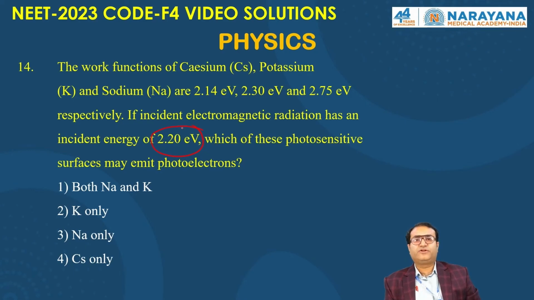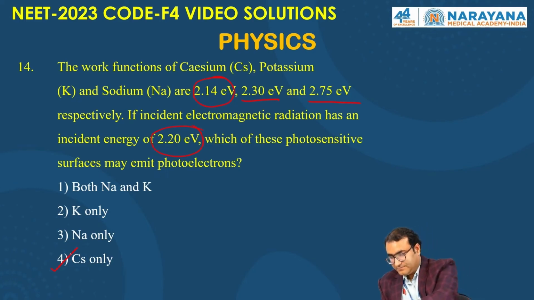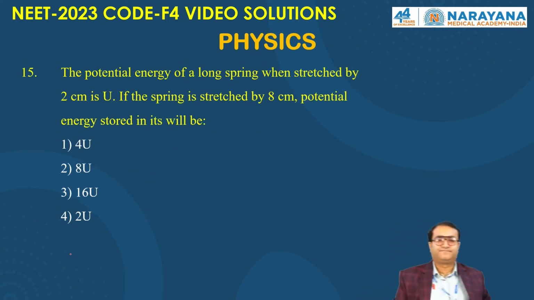So this 2.20 electron volt is less than 2.30, as well as less than 2.75, only it is greater than 2.14. So only cesium, Cs, the electrons will emit from the surface. Fourth option is correct.